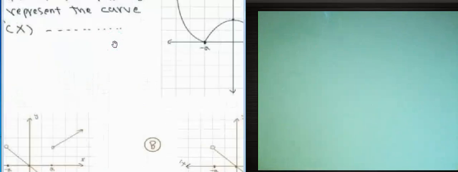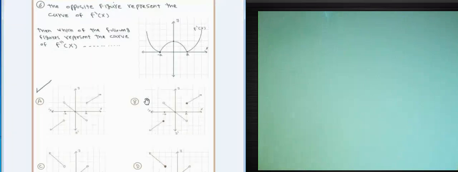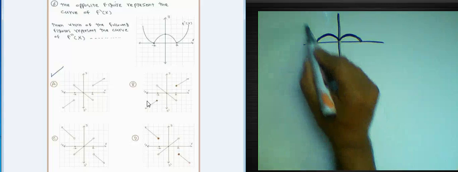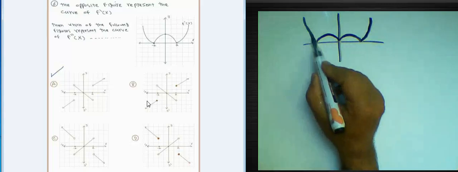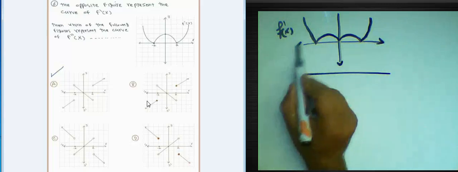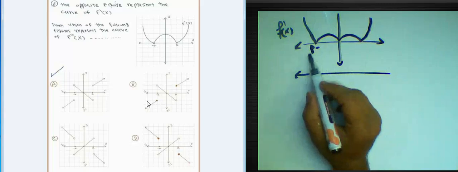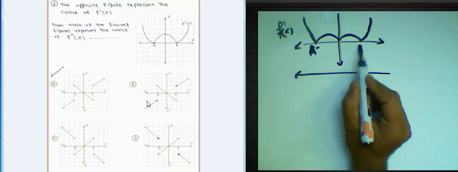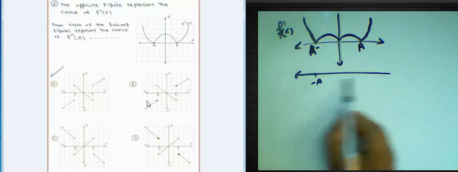Question number 6. With the opposite figure, represent the curve of f dash of x. Which of the following could be the curve of f double dash of x? Okay, look here, we have this function, and the curve here, and the curve here. It's the drawing of f dash of x. We can draw here negative a and e, negative a and e.